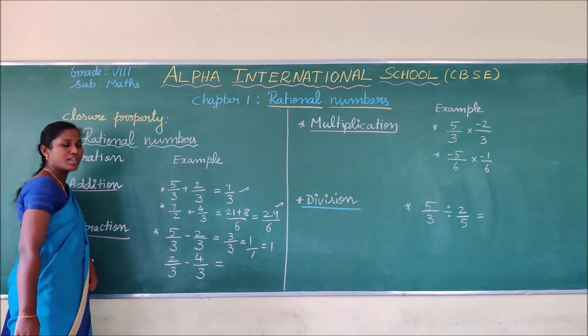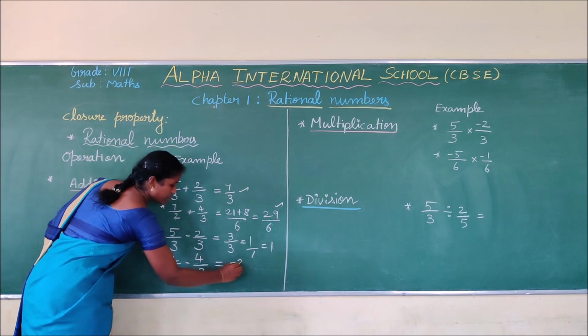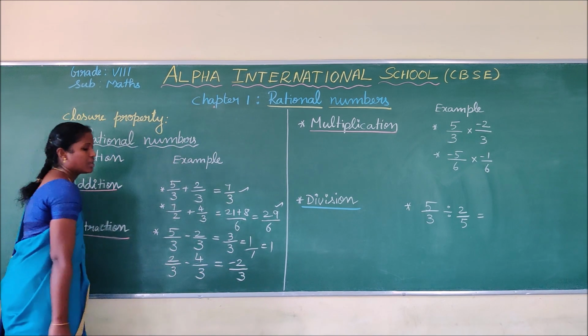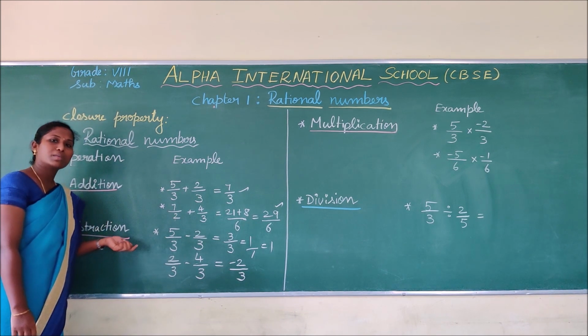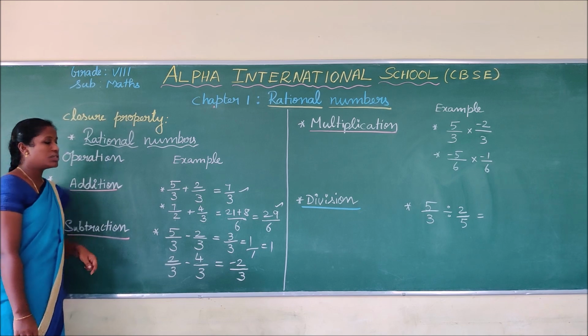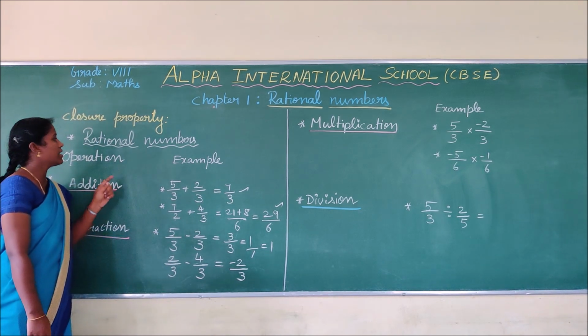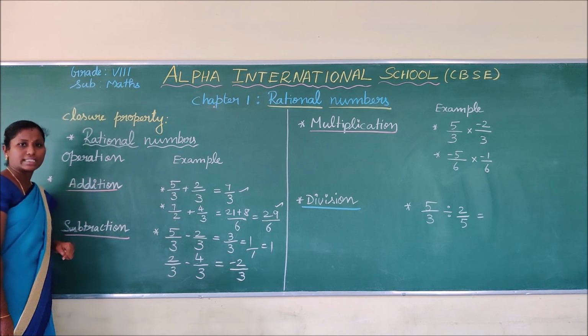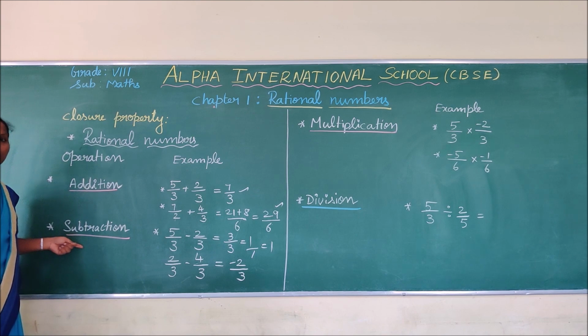Now let us check the other example. 2 by 3 minus 4 by 3. The result is minus 2 by 3. Minus 2 by 3 is also a rational number, because a rational number may be negative or positive. So in both examples, we are getting rational numbers only. So we can say that rational numbers are closed under subtraction.